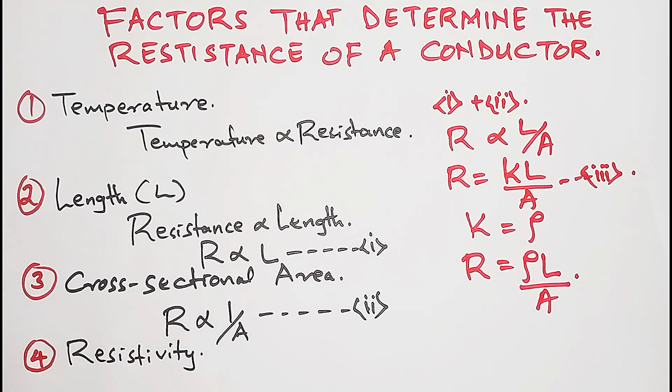The relationship between resistance and resistivity is that the change of resistivity of materials will also alter the resistance of a conductor. Example, steel has higher resistance than copper. This is due to their difference in resistivity.